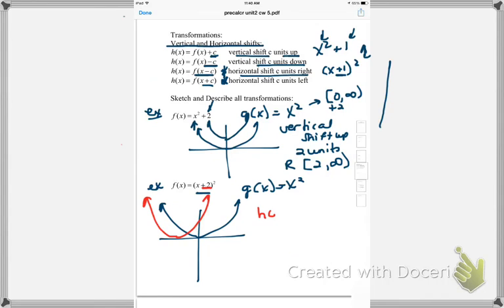This took a horizontal shift, two units left. This would change the domain, but since the domain was already all real numbers, it will stay all real numbers, and the range will stay at 0 to infinity.